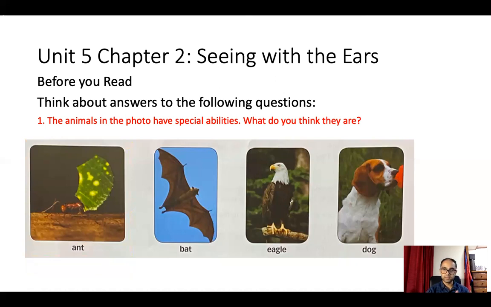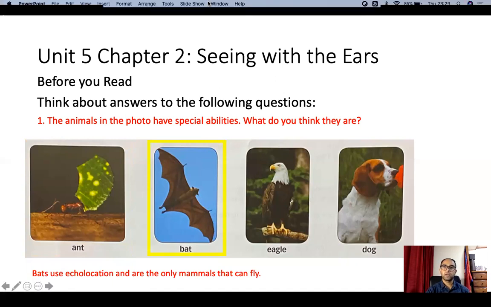Next is bat. As you can see in the picture, maybe you know bats. They are mammals. Bats can use echolocation and are the only mammals that can fly. So they can fly. That's the mammals, but they can fly.